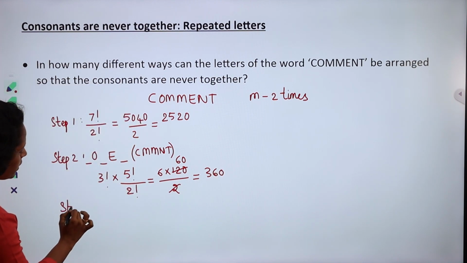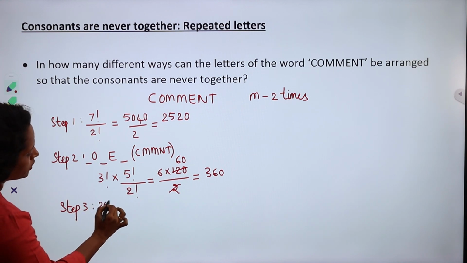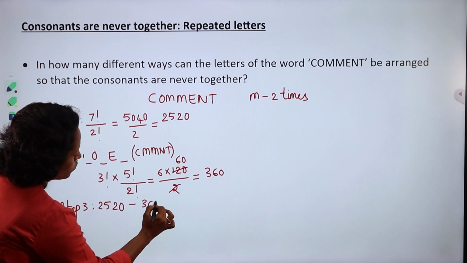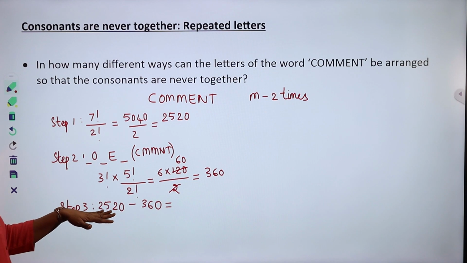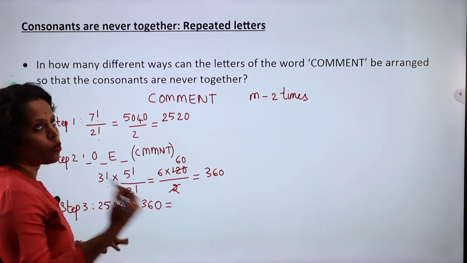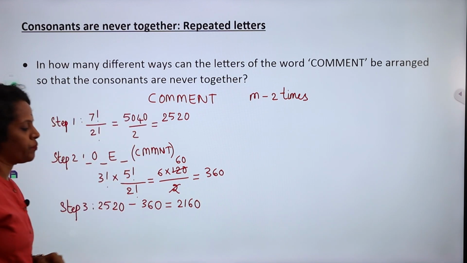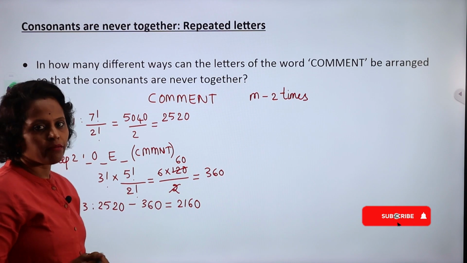What is our step 3? 2520, that is step 1, minus step 2, 360. 2520 minus 400 is 2120. 2120 plus 40 is 2160. So 2160 words can be formed in which the consonants are never together.